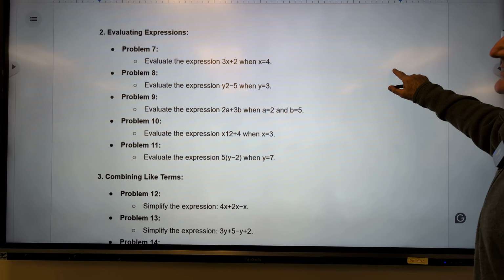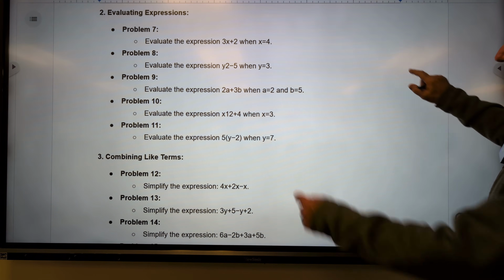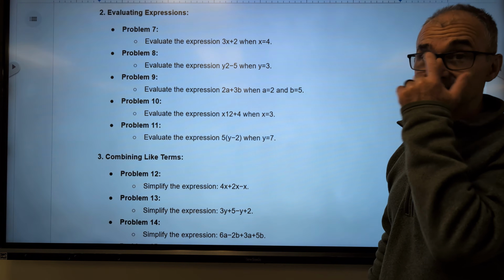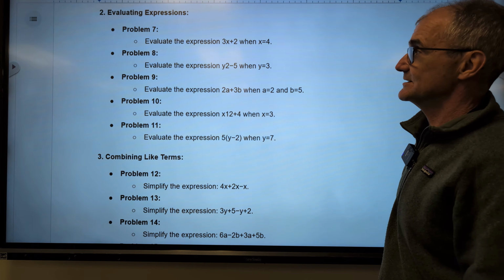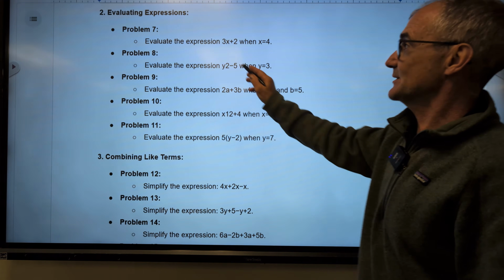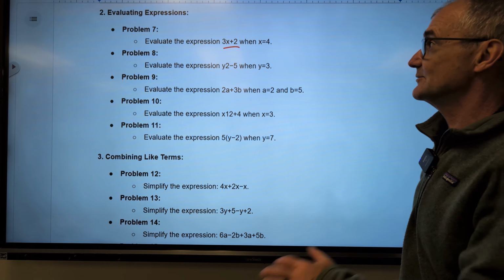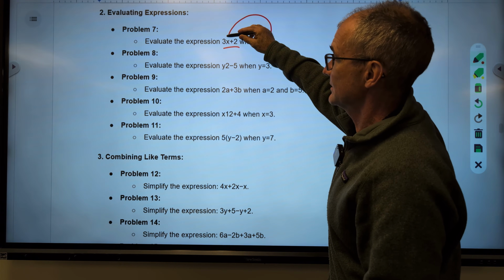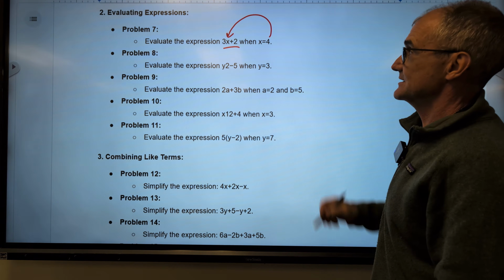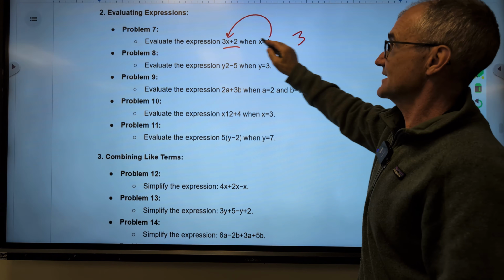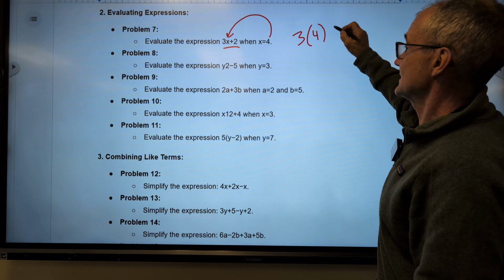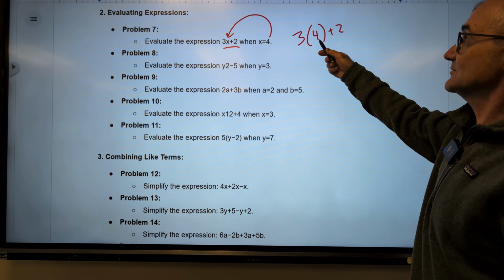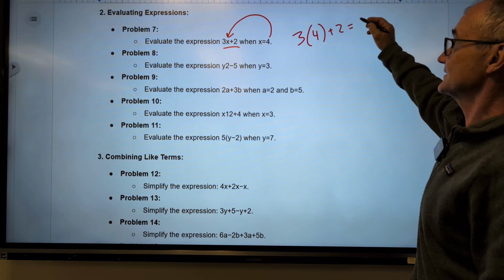Okay, here we are evaluating some expressions, and then we're going to move on to combining similar terms. Again, this is kind of the groundwork we've got to get dialed in before we move into solving equations. Evaluate the expression, so again, still not an equation, no equal sign, when x is equal to 4. That is saying take 4, plug it in where that variable is. So that means I have 3 times x. X is 4, plus 2. I do multiplication before addition. 3 times 4 is 12, plus 2, 14.